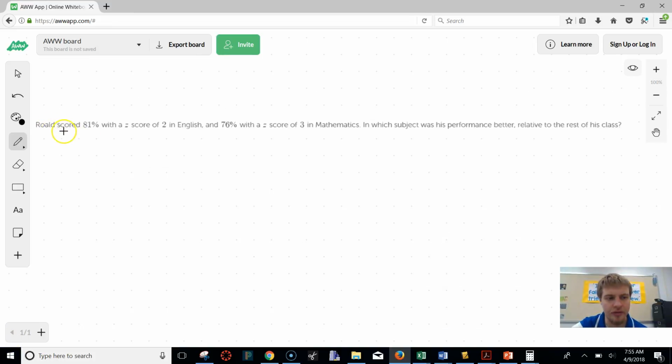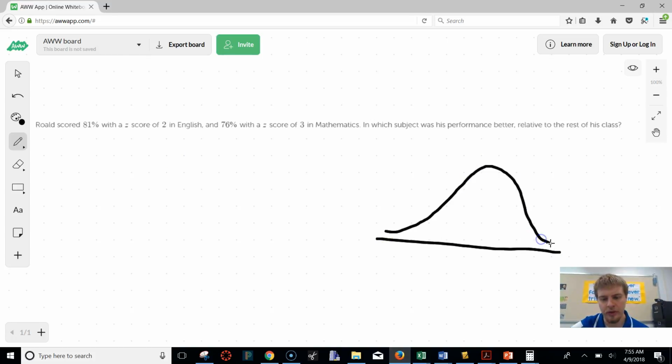In this one, it says Roland scored an 81% with a Z-score of 2 in English, and a 76% with a Z-score of 3 in math. In which subject did they perform better? Well, Roland scored a higher percentage in English than in math. But what Z-scores tell you is how many standard deviations above the mean they are. So this one was just 2 standard deviations above the mean. The average was here, and they're just here. And this is our English one.